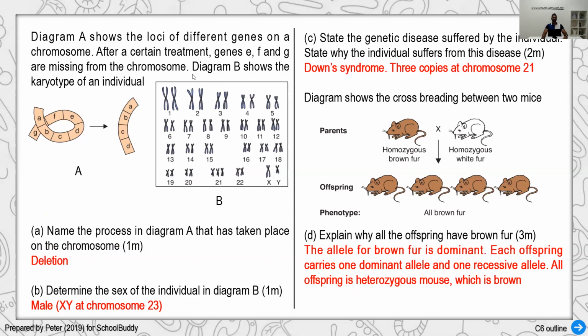The next question is, first you need to identify the karyotype. All these arrangements are called the karyotype. So the question is asking about determining the gender of this person. Since we have X and we have Y, it's easy. Please look at chromosome 23, and we know that X and Y belong to a male person.